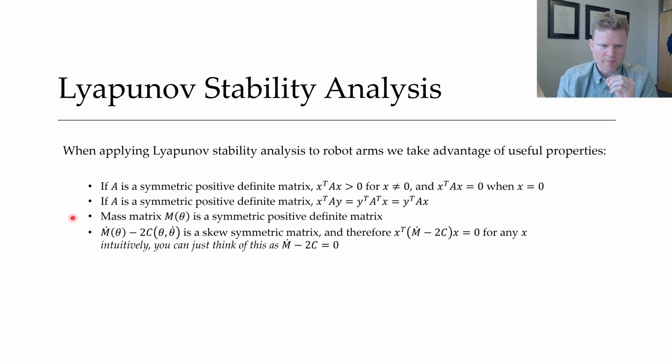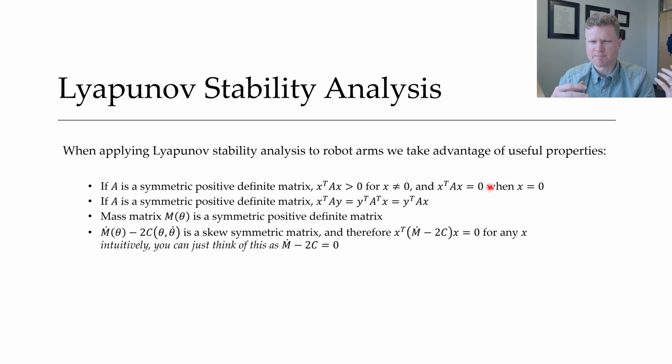All right, so that's the general idea. Now I need to talk a little bit about a few technical things that we can do with Lyapunov stability analysis when we apply it to these robot arms. These rules are actually covered in more detail in the practice set from the previous lecture, so I encourage you to watch that lecture and go through the practice set if you haven't already. The first rule is that if A is a symmetric and positive definite matrix, then X transpose AX will be positive for all values of X not equal to 0. And then when X is 0, I've got X transpose AX equal to 0.